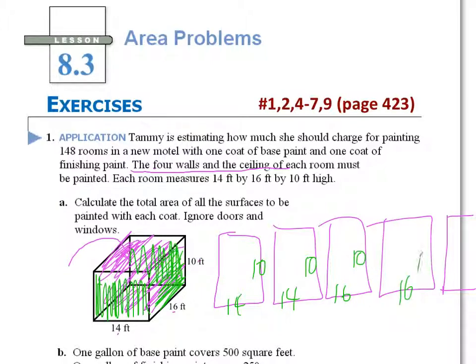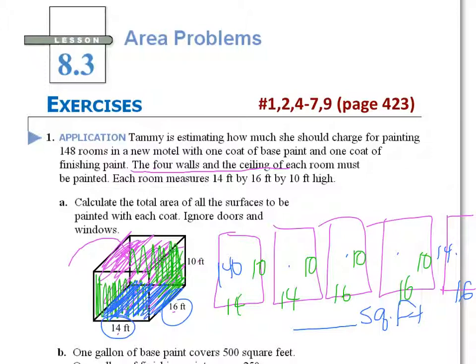And the ceiling is the same as the floor, so I'm going to sketch the floor here. I don't know why, but it's a 14 by 16. So we'll put a 14 by 16 there. This is 140, and so on, and so on. Add all those up, and that gives you the total square feet to be painted.